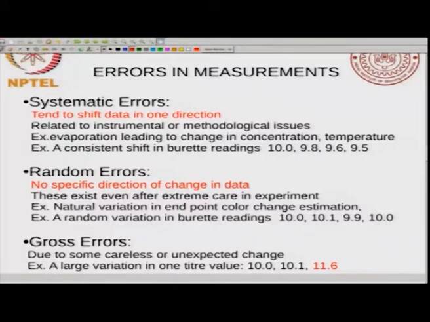The third kind of error, which I am just mentioning, is what are known as gross errors. These are due to some careless or unexpected change, and typically you will see a very large variation in one of the values. For example, if you do 3 measurements, you might get 10.0, 10.1, and then one value might look completely different, 11.6. This is typically due to some spill or some sudden change, and gross errors should be eliminated. There is a formal way to do that, but we will not be talking about that much. We will be talking mainly about random errors and how to deal with them.